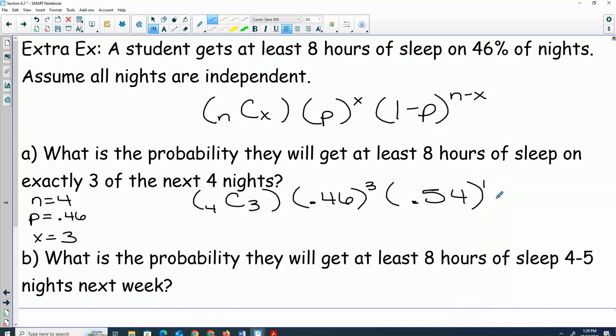Alright, so I am just plugging this in my calculator. So you go 4, math over to probability, nCr. And what do we get?